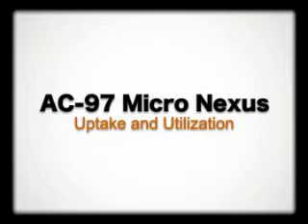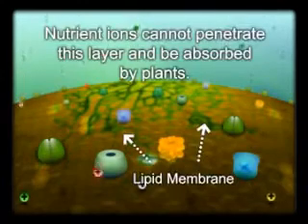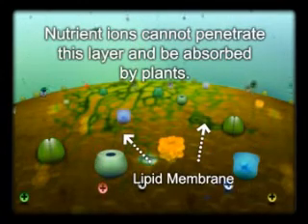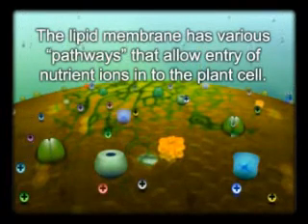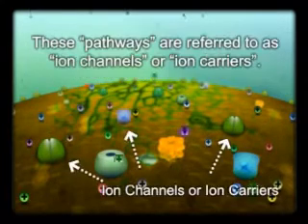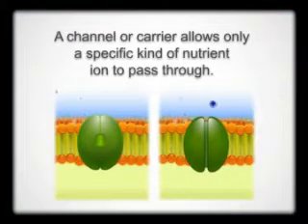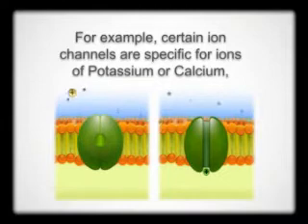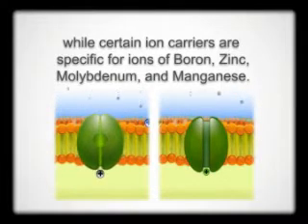AC97 Micronexus Uptake and Utilization. The plant cell is covered by a lipid membrane. Nutrient ions cannot penetrate this layer and be absorbed by plants. The lipid membrane has various pathways that allow entry of nutrient ions into the plant cell. These pathways are referred to as ion channels or ion carriers. A channel or carrier allows only a specific kind of nutrient ion to pass through. For example, certain ion channels are specific for ions of potassium or calcium, while certain ion carriers are specific for ions of boron, zinc, molybdenum, and manganese.